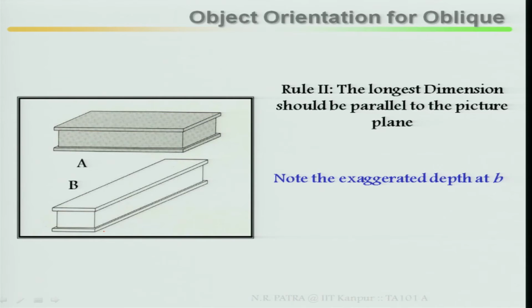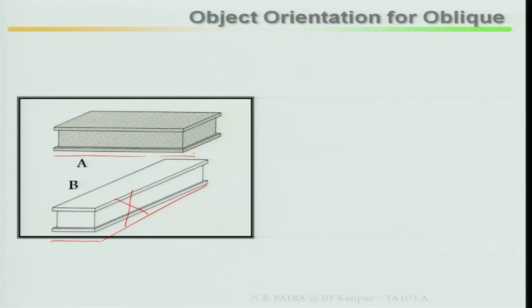In this case, this is your shortest dimension, this is your longest dimension. So you cannot put your shortest dimension parallel to your picture plane in B. In case of A, this is your longest dimension, so you are putting it parallel to the picture plane, which means you will get the true shape. These are the two rules.